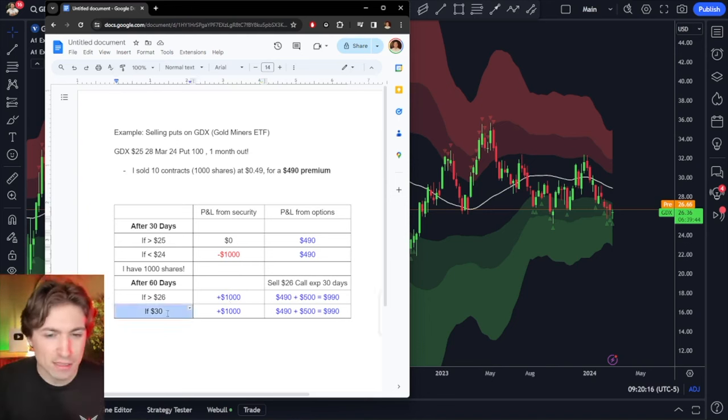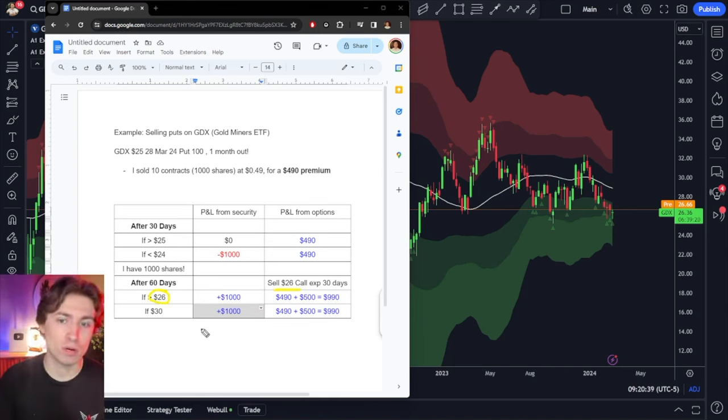Now I should add something. Let's say the market rips above $30, right? Let's just say, again, in this case, I own 1,000 shares. So you might be saying, well, you're going to make a lot of money in that scenario. Nope, I make the same amount because remember, I make $1,000 only because I am obligated to sell the shares at $26 because I sold that call. So I have to sell it at a max of $26, even if the price is at 35, right?